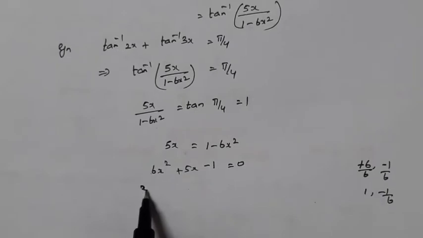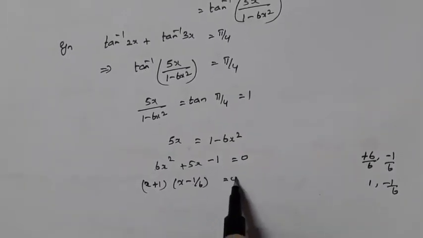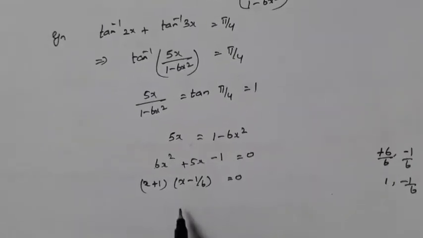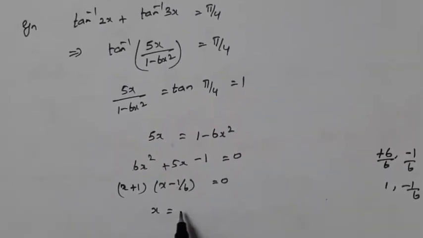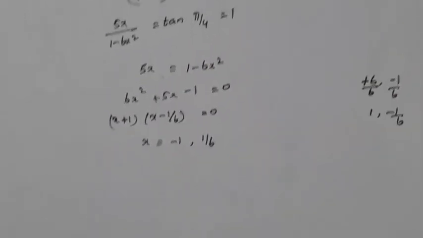So, what would be the factors? x plus 1 into x minus 1 by 6 is equal to 0. That means these are the two factors. So, you will get the value of x as minus 1 and plus 1 by 6.